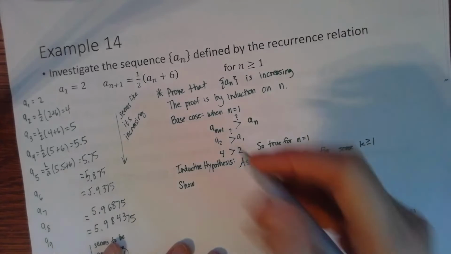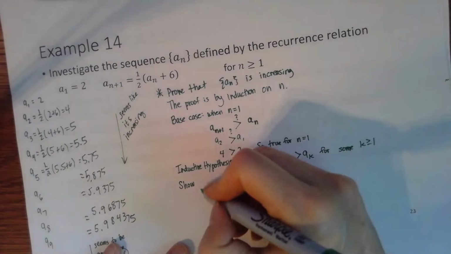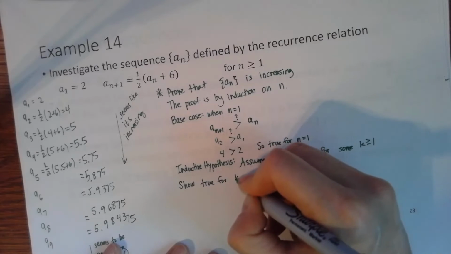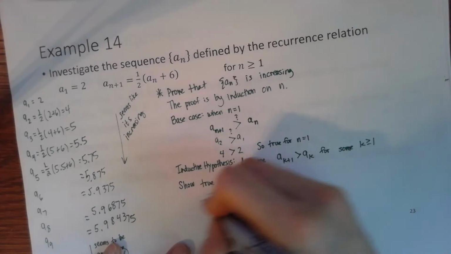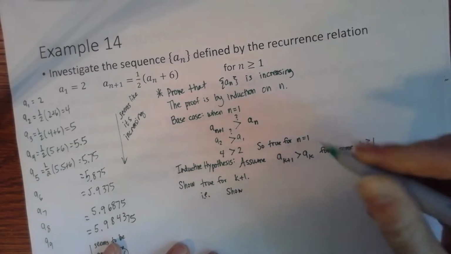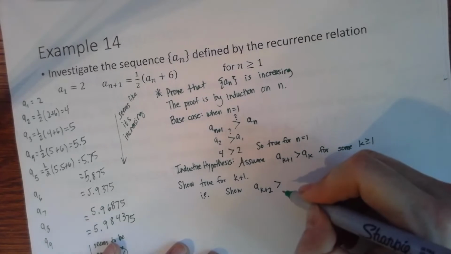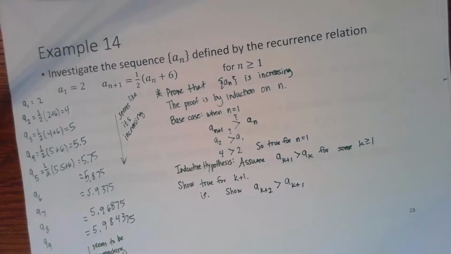In particular, we want to show that a sub k plus 2 has to be greater than a sub k plus 1.